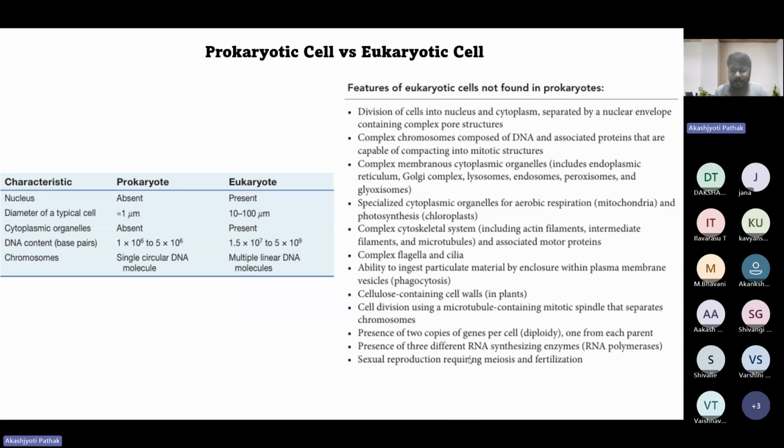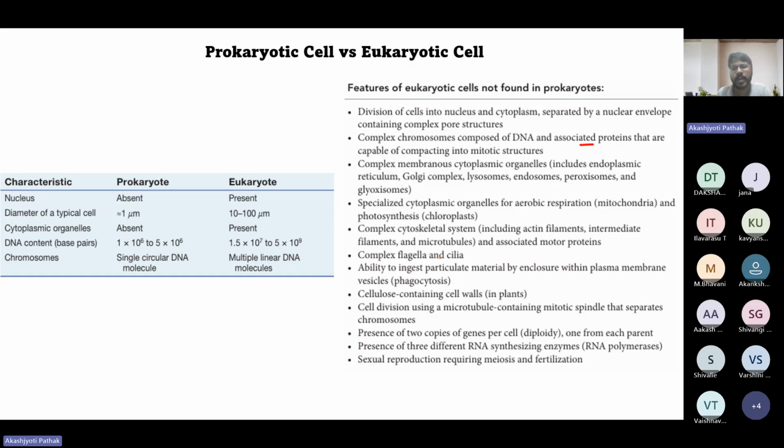All these things you know, right? The DNA is not associated with any protein, isn't it? There are complex membranous cytoplasmic organelles present in eukaryotic cells: endoplasmic reticulum, Golgi complex, lysosome, endosome, peroxisome. And then there are specialized cytoplasmic organelles for aerobic respiration, the mitochondria, and in plant cells there are chloroplasts. You can read all this; I'll share these slides.